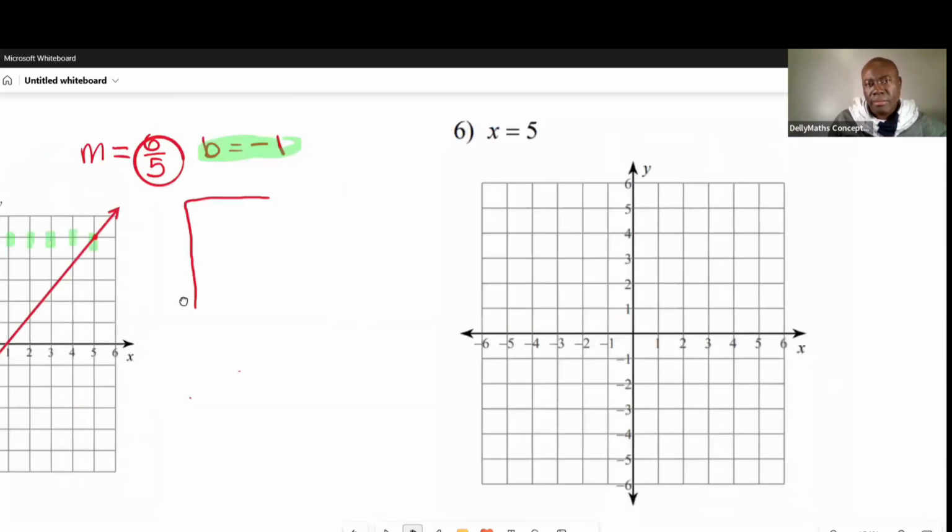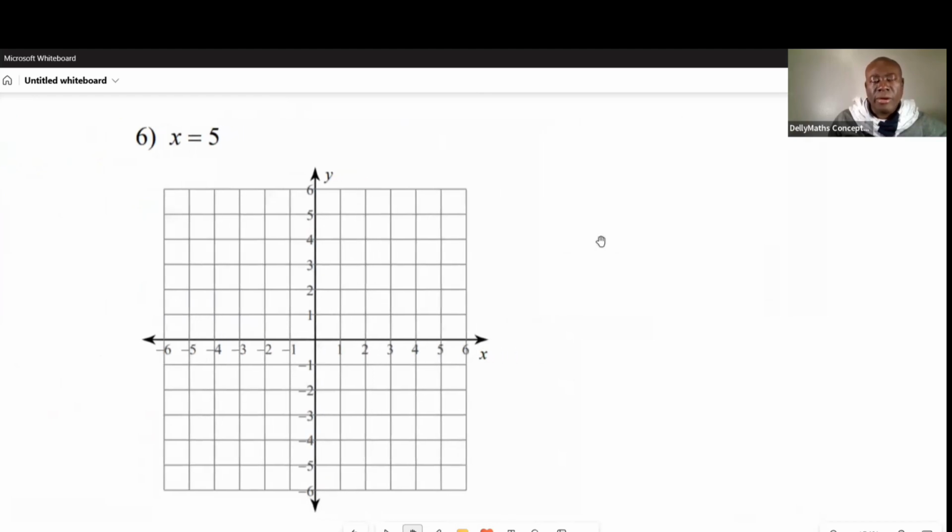Let's take a look at the last problem. So in this problem here, we want to graph x is equal to 5. What we're going to do is to identify where 5 is on our x-axis. It's right here. So this is our marker right here at 5. So we're going to draw a straight line, which is a vertical line. It's parallel to the y-axis. And this is the line x is equal to 5.